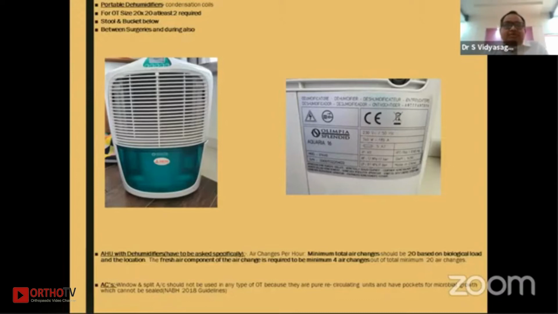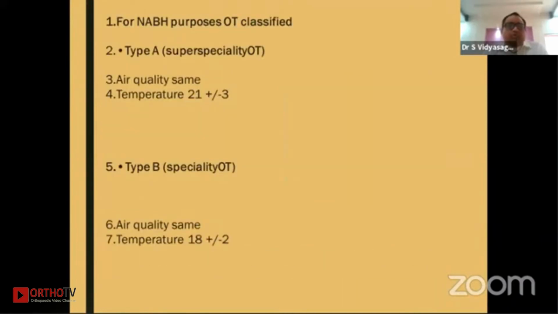And ACs, as per the newer NABH guidelines, either window or split AC, should not be used in any OT because they are pure recirculating units and they have pockets for microbial growth, which cannot be sealed in any way. So ideally, they should not be used in any OT. NABH has classified, for all practical purposes, OTs into two types: a super specialty OT and a specialty OT, wherein the air quality remains the same in both except for the temperatures, which have to be maintained as I previously told: 21 plus minus 3 for super specialty, and for specialty like the joint replacement OT, 18 plus minus 2.